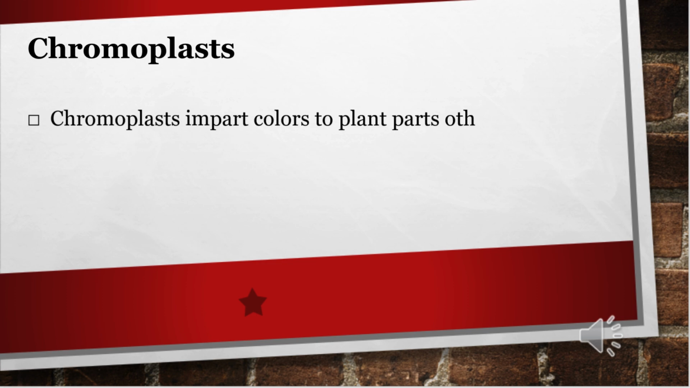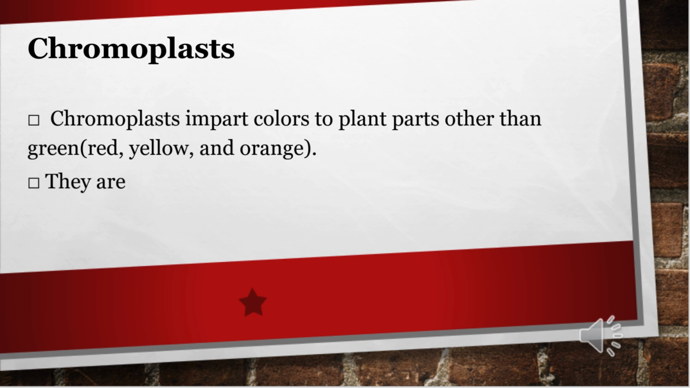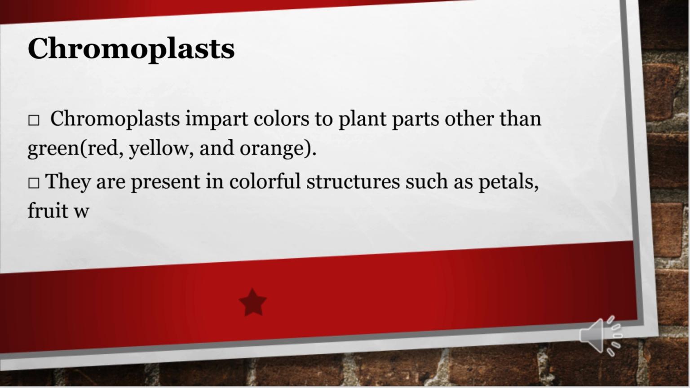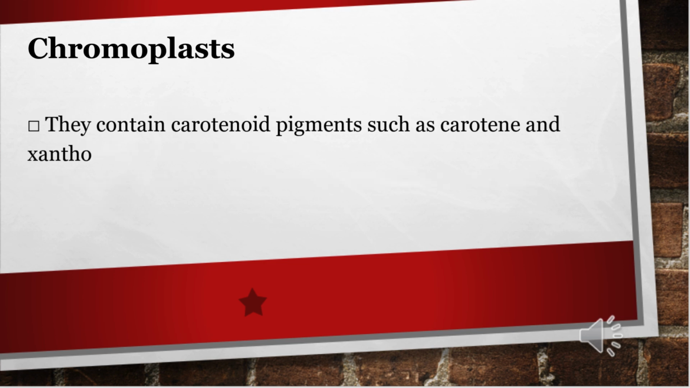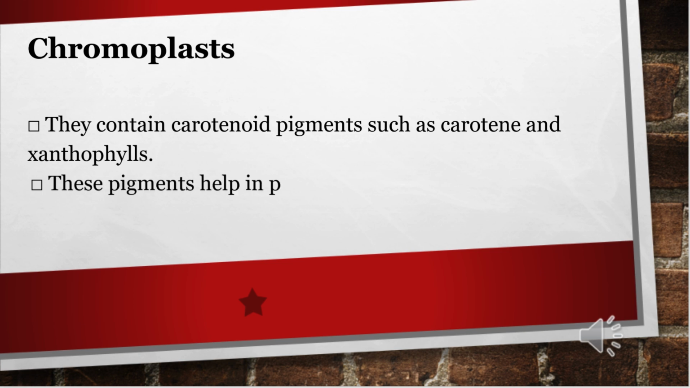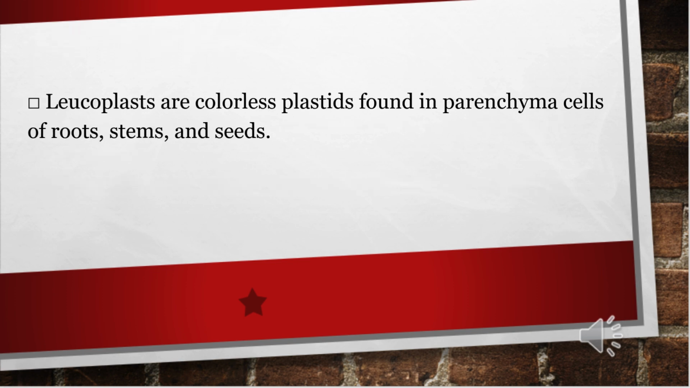Chromoplasts are specialized plastids that provide colors to plant parts other than green. They are found in petals, fruit walls, and other brightly colored structures. They contain carotenoid pigments, such as carotene and xanthophylls, which are responsible for their vibrant hues. These pigments play a crucial role in pollination, as they help attract insects, aiding in the reproductive process of plants.